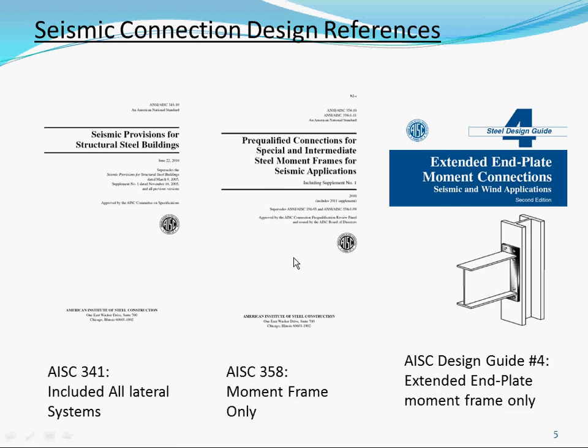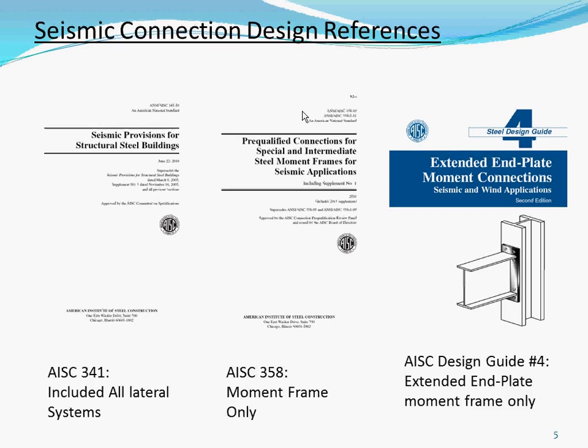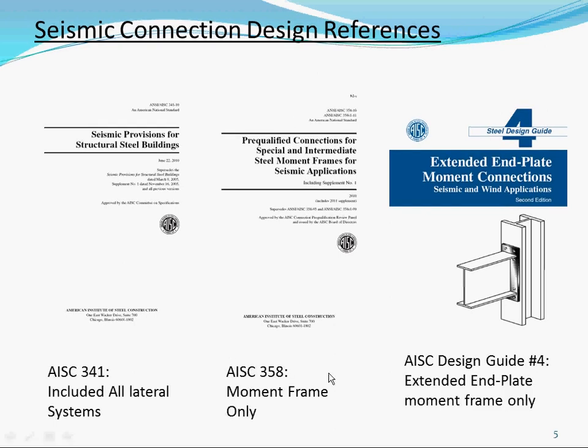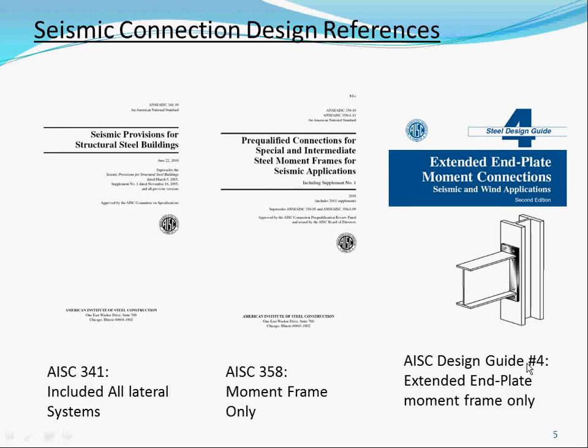Some of them are already in here. The Kaiser bolted bracket is already in here, and the ConXtech is already in here. There's also the side plate, and ours is trying to get into the next version and is currently under review by the AISC committee. So that's the status. Design Guide 4 is mainly for extended end plate connections. You could have stiffened or unstiffened, but that's mainly end plate connections for seismic and wind applications.